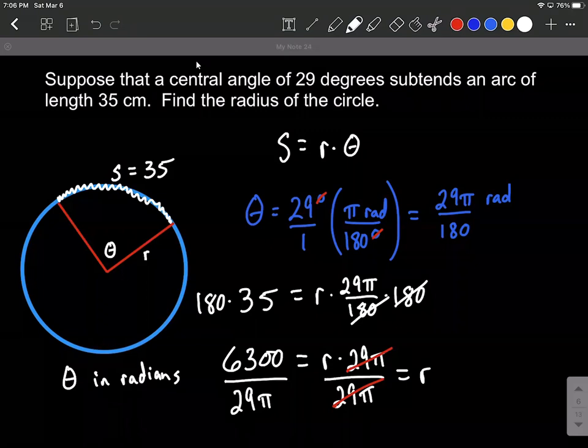Again, this is in centimeters, so I'll label that, just like our S was in centimeters up here from the beginning. If you needed an approximation for this, just get out the calculator and punch it in there. Hope this helps on setting this up and solving, thinking about finding the radius in this situation. Good luck.